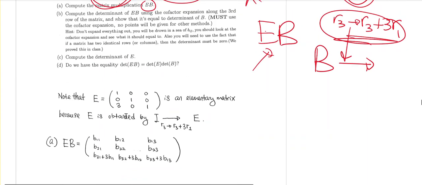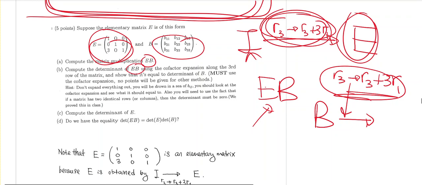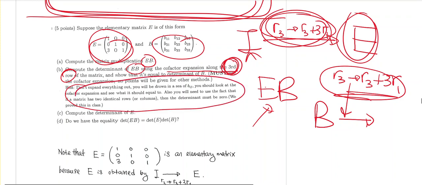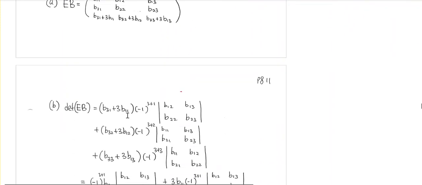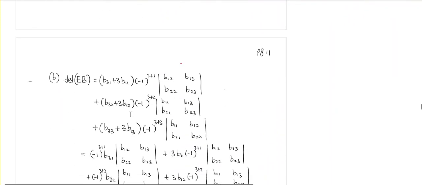Now in the homework, you are asked to compute the determinant of EB. And you are asked to do that by doing a cofactor expansion along the third row. You're not doing anything else, just do it on the third row. And you are also asked not to multiply all the B entries because it's going to be a mess. I want you to compute the determinant of EB by doing the cofactor expansion on the third row, and try not to multiply all the Bij. You will see in a minute what I mean, because if you do that, it's going to be a mess.